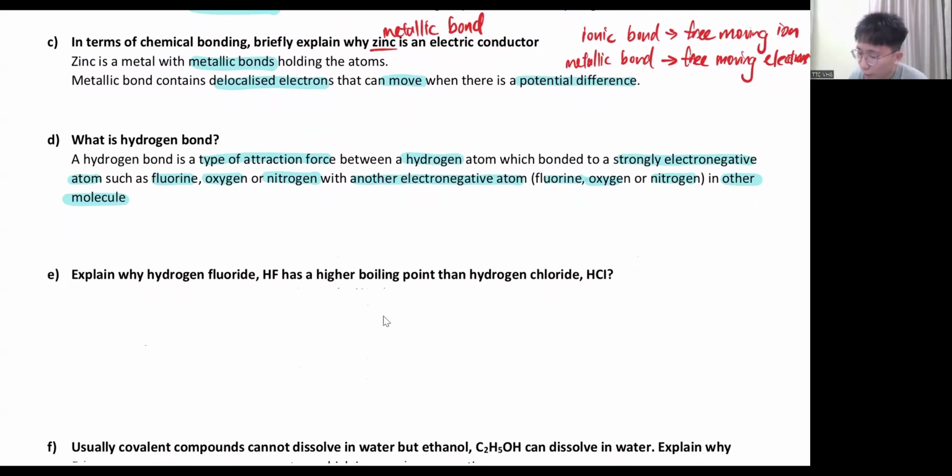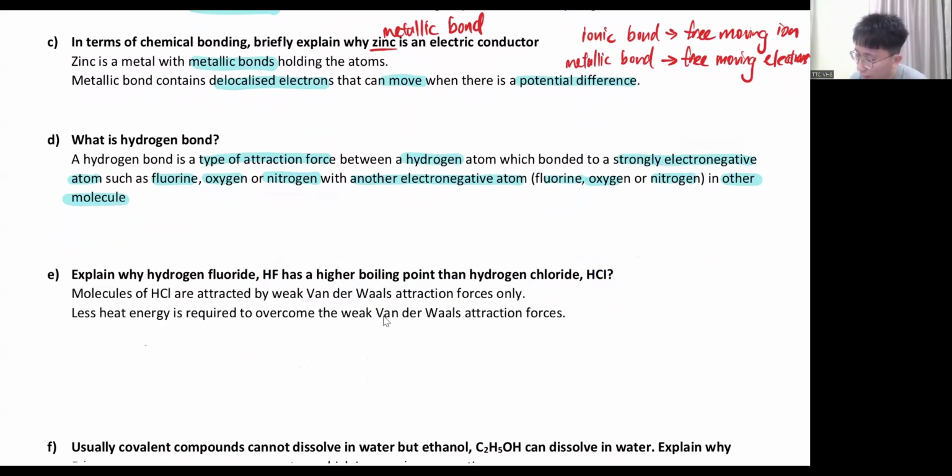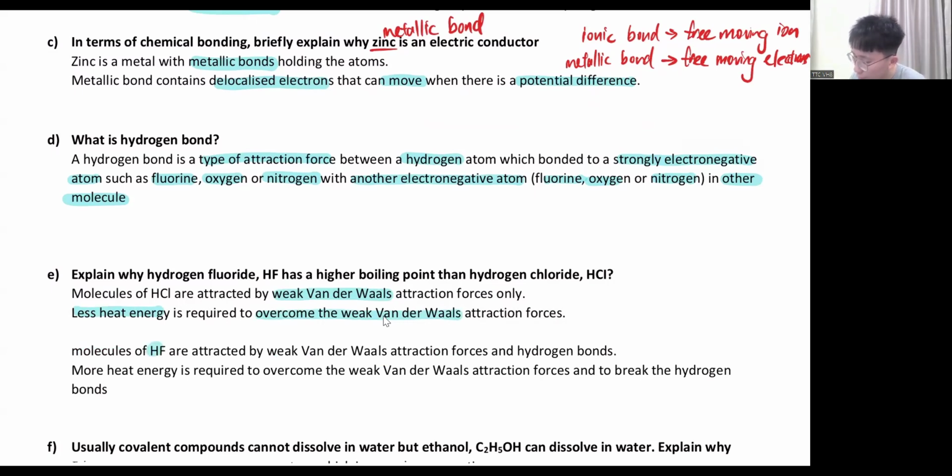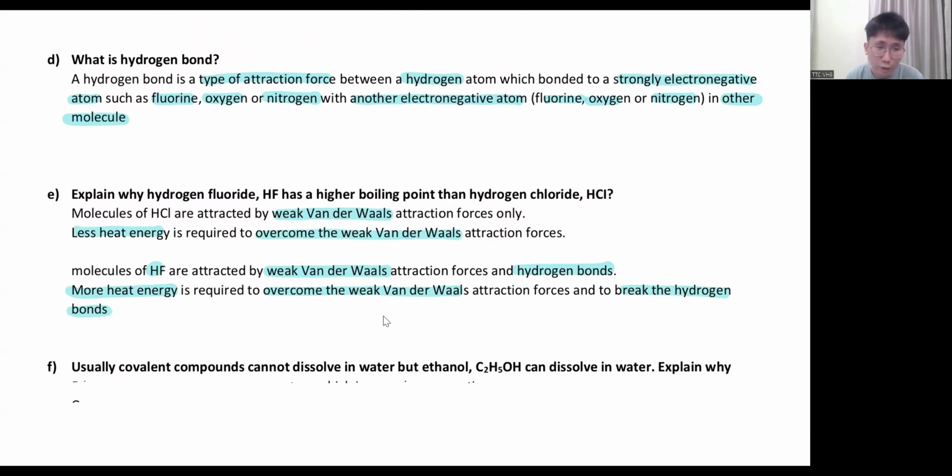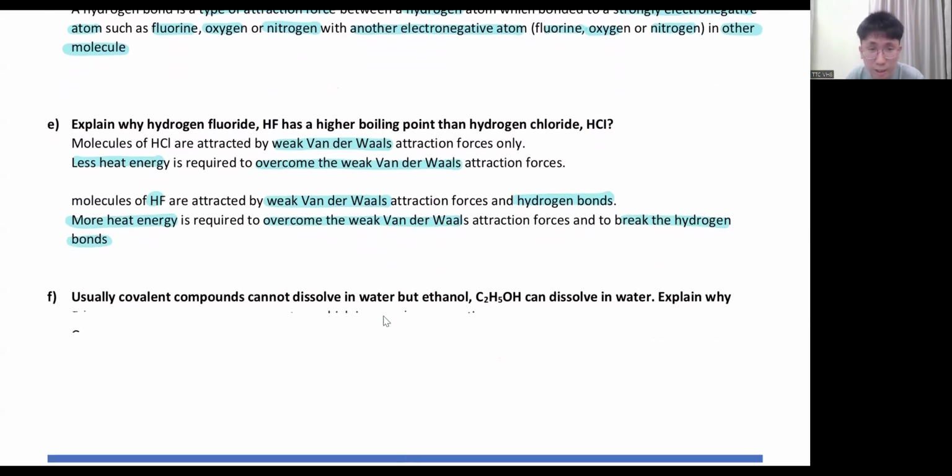Okay, and this is the reason why HF has a higher boiling point than HCl. Because do you see, HF has fluorine, but HCl does not, right? Cl, chlorine, is not a strongly electronegative atom. So molecules of HCl are attracted by weak van der Waals attraction forces. So less heat energy is required to overcome the weak van der Waals. While for HF, there is van der Waals and hydrogen bond. It also has weak van der Waals, but one more, hydrogen bond. So more heat energy is needed to overcome the weak van der Waals and break the hydrogen bond. Same, guys. I showed you this type of question, this explanation, very many times already. So hopefully, if this doesn't really come out in the exam, don't give up, okay?